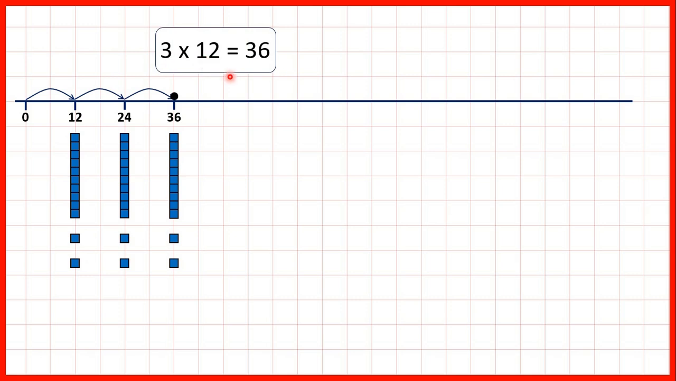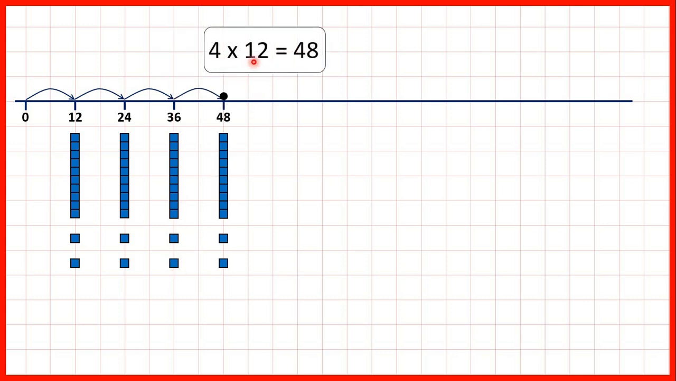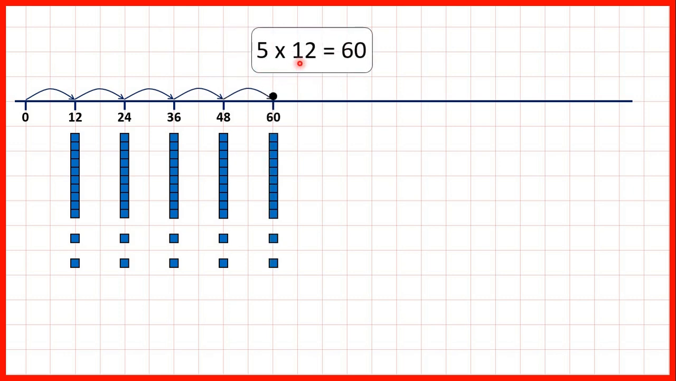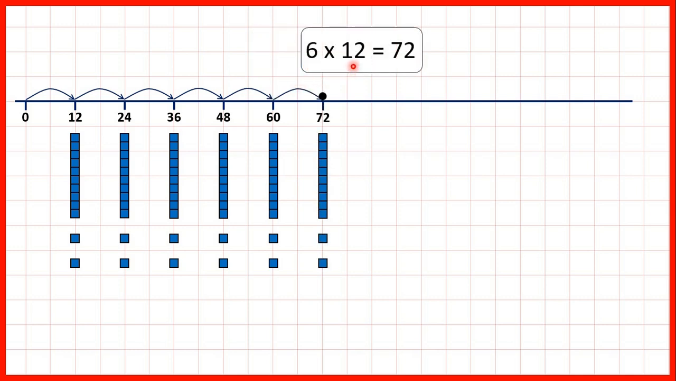3 times 12 is 36, because if we have three groups of 12, we have 36 counters altogether. 4 times 12 is 48. 5 times 12 is 60. 6 times 12 is 72.